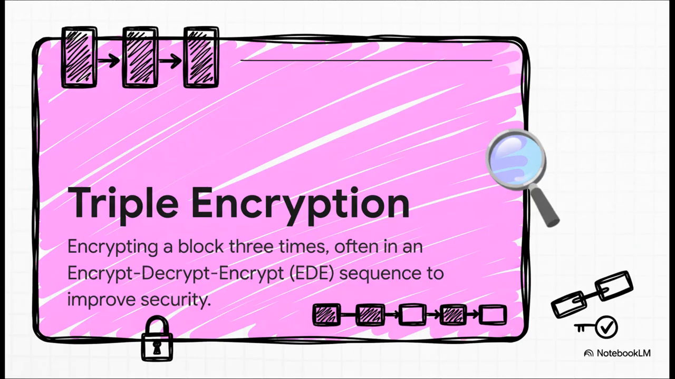The real solution that people landed on was triple encryption, specifically a version called triple DES, or 3DES. And it uses this kind of counterintuitive encrypt, decrypt, encrypt sequence. This clever little pattern is what makes it resistant to that meet-in-the-middle attack. And man, this thing became the workhorse of banking and enterprise security for literally decades.